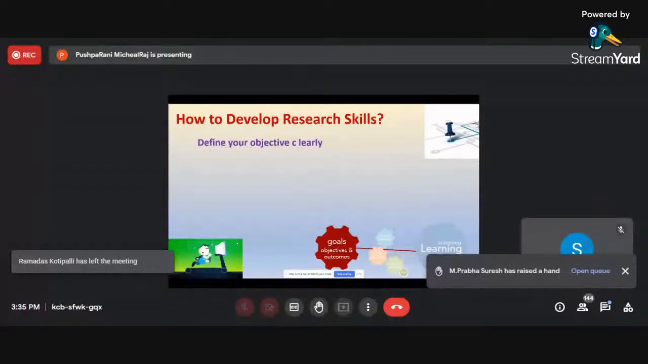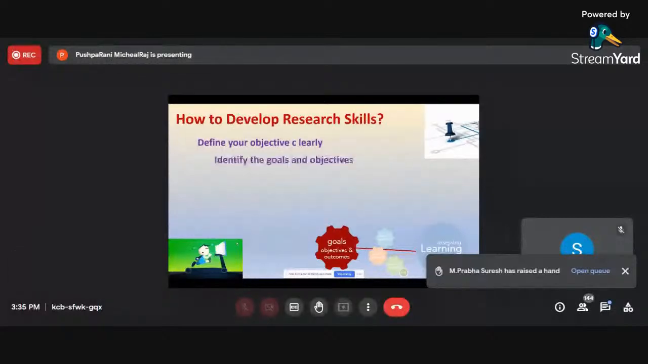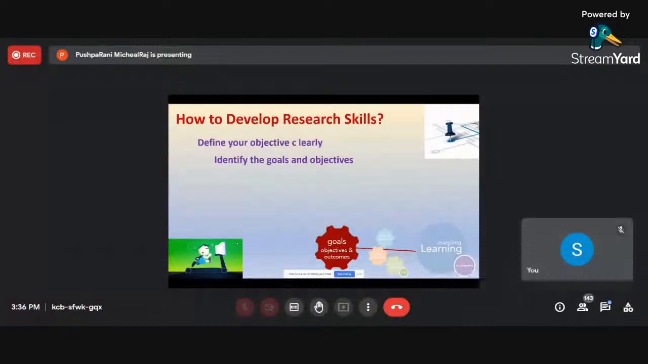So you need to identify the goals and objective, and why it is very important, why it is necessary for me to do this research. This is the basic question that you need to find. You have a hypothesis, you don't know what to do with that question. So why it is necessary for me to do this research, what I'm trying to achieve. So what are the applications for this particular question?